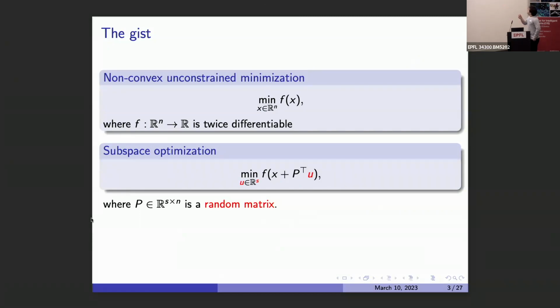And so how do we choose a subspace? We choose a subspace using a matrix P. P is an s by n matrix, so the rank of P is s. And we take P random.